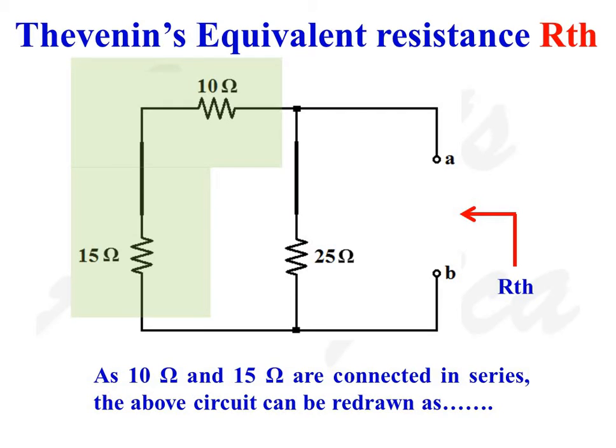Let us find Thevenin's equivalent resistance RTH. To find it, replace all independent sources in the network with their internal resistance. There are two independent voltage sources in this network, and these are replaced with their internal resistance. So the given network will be redrawn as shown. As 10 ohms and 15 ohms are connected in series, the above network can be redrawn as.